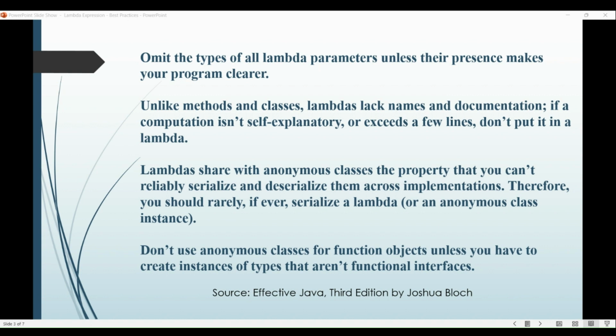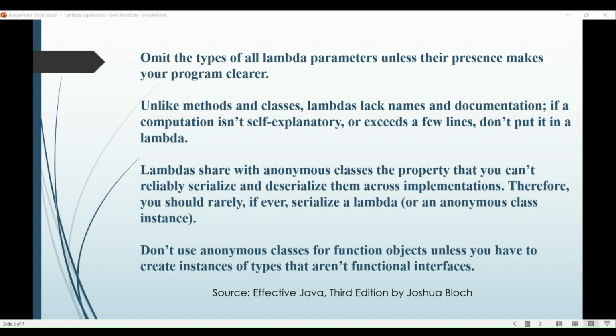And finally, lambda cannot obtain a reference to itself. In a lambda, the this keyword refers to the enclosing object, which is typically what you want. But in an anonymous class, the this keyword refers to the anonymous class object. So if you need to access the function object from within its body, then you must use an anonymous class.